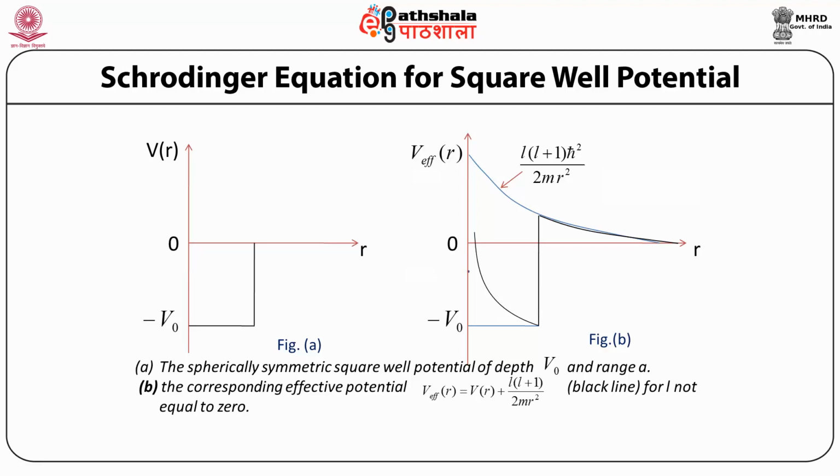So for r less than a, it is an attractive potential except at r equals 0, and for r greater than a, it is a repulsive potential because it is positive. So the effective potential has two parts, r less than a and r greater than a, and is given by V(r) plus l(l+1) by 2mr square.